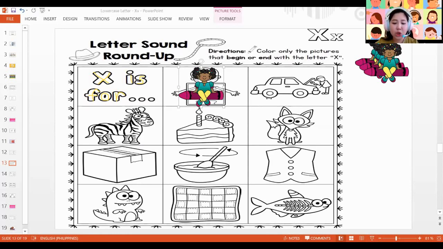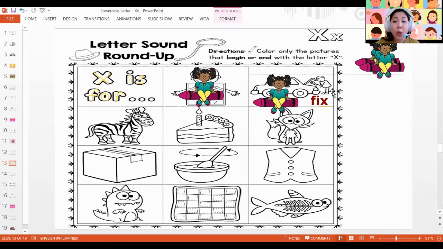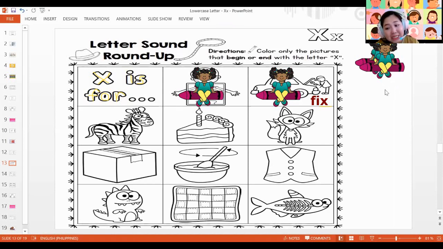How about the next picture beside it? That man is fixing the car. Fix. There is the X, X in the end. So we will also cover it because remember, when we have the letter X, we have the X in the beginning and we also have the X in the end. So we cover our X-ray and also fix.